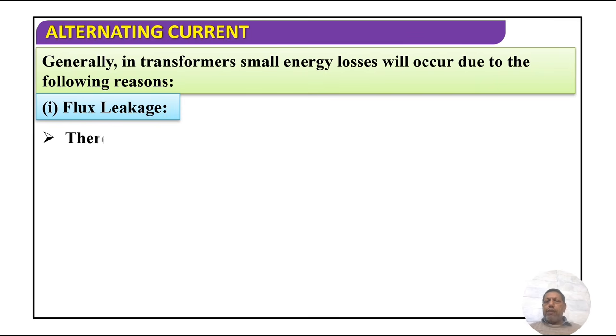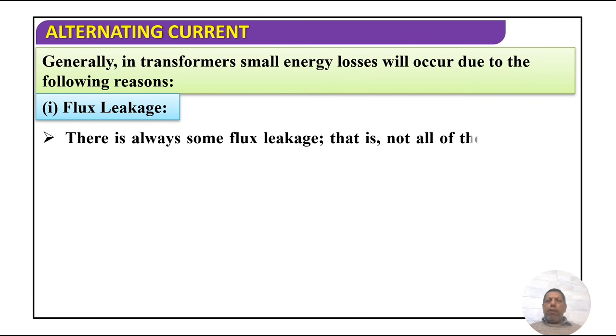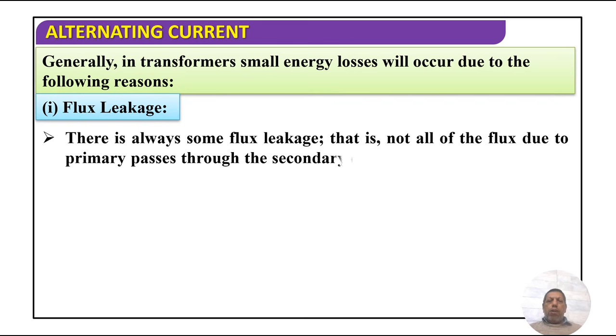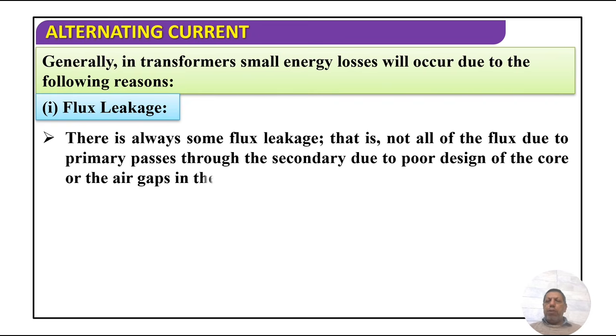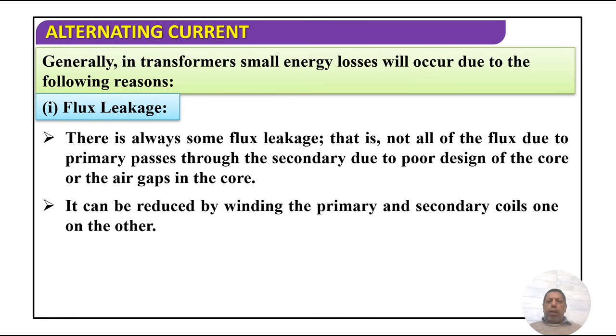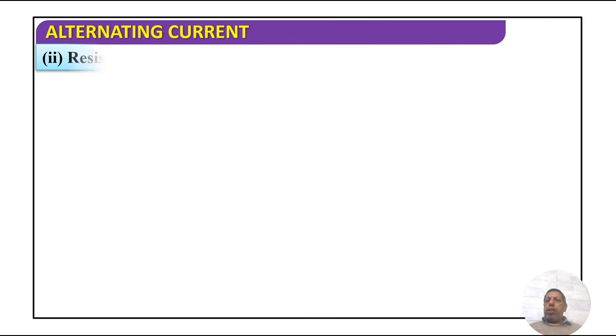Number 1, flux leakage. There is always some flux leakage, that is not all of the flux due to the primary passes through the secondary due to the poor design of the core or the air gap in the core. It can be reduced by winding the primary and the secondary coil one on the other.